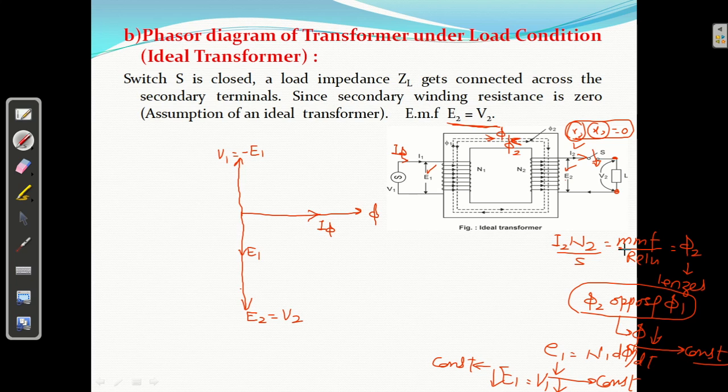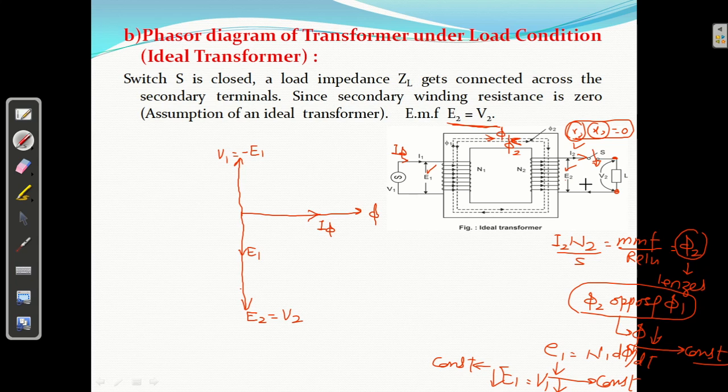How is it possible? On one side you say that when we connect the load, I2 will flow on the secondary side, right? I2 will link with the N2 turns. It will set up the MMF upon reluctance equal to flux phi2, and according to Lenz's law it will oppose phi1, which means flux will decrease. And on the other side you say flux will be constant. So always flux will be constant. Clear? What will be the result?